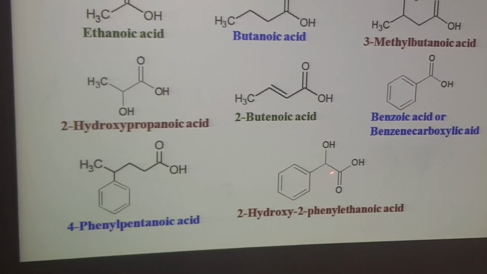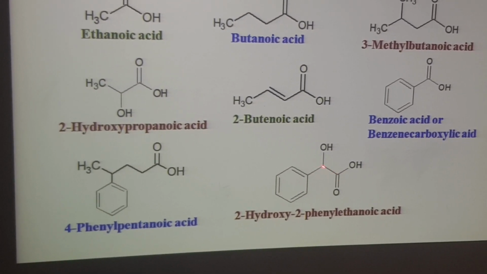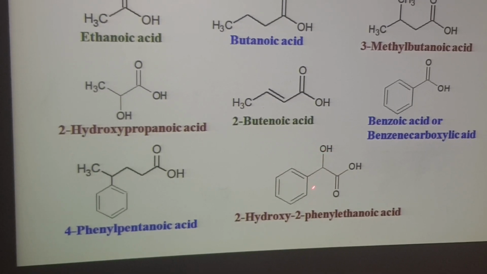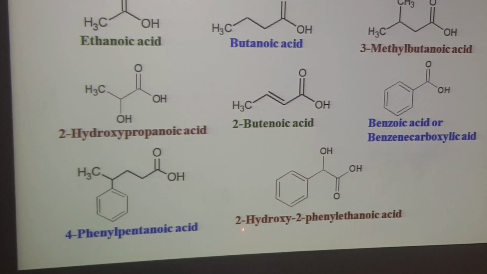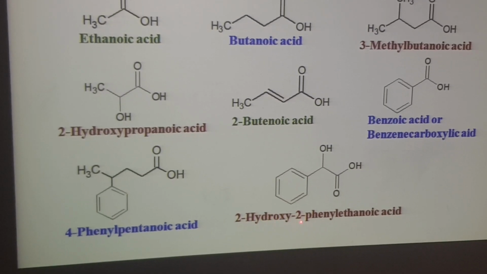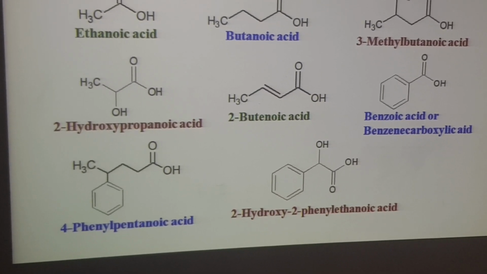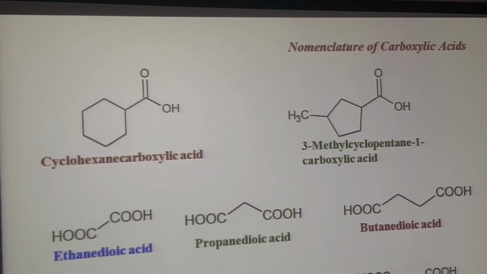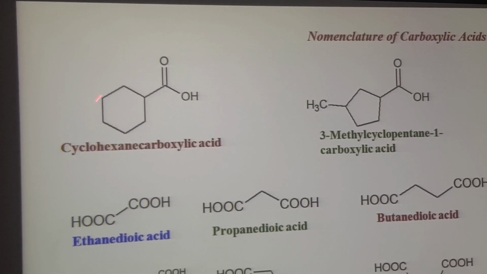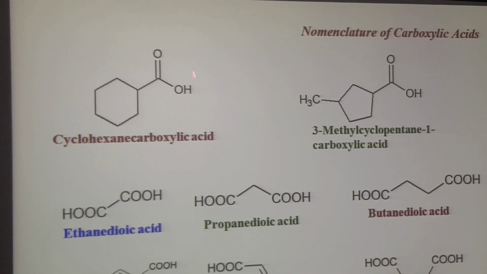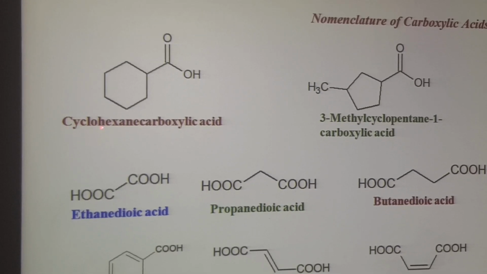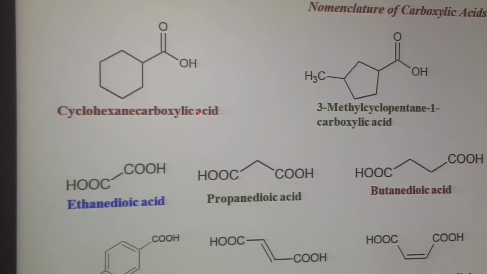In this case we have a 2-carbon carboxylic acid. At position 2 we have a hydroxy group and a phenyl group. So name of this compound is 2-hydroxy-2-phenylethanoic acid. Some more examples: a cyclohexane ring. The carboxylic acid group is attached to cyclohexane. Name of this molecule is cyclohexanecarboxylic acid.